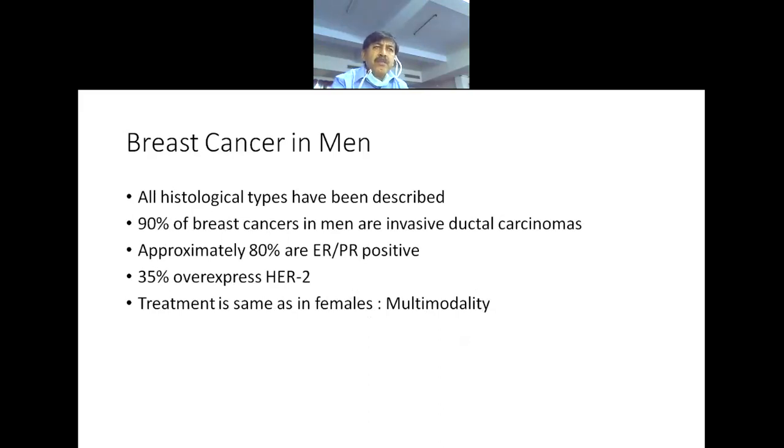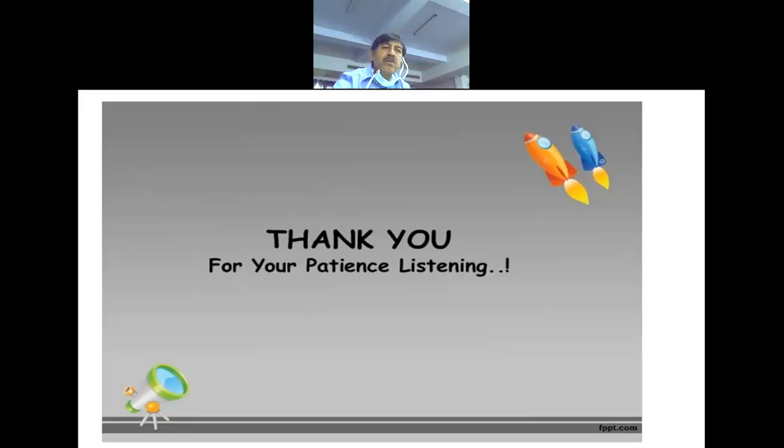Now, all histological types of breast cancer seen in females are seen in men. 90% of the cancers are invasive ductal carcinomas. 80% of the cancers are estrogen progesterone receptor positive, and 35% of the cancers are HER2 positive. Treatment is the same, multimodality, that means surgery, chemotherapy, radiotherapy, hormone therapy, and if HER2 positive, then trastuzumab. So that is all for today. Thank you.